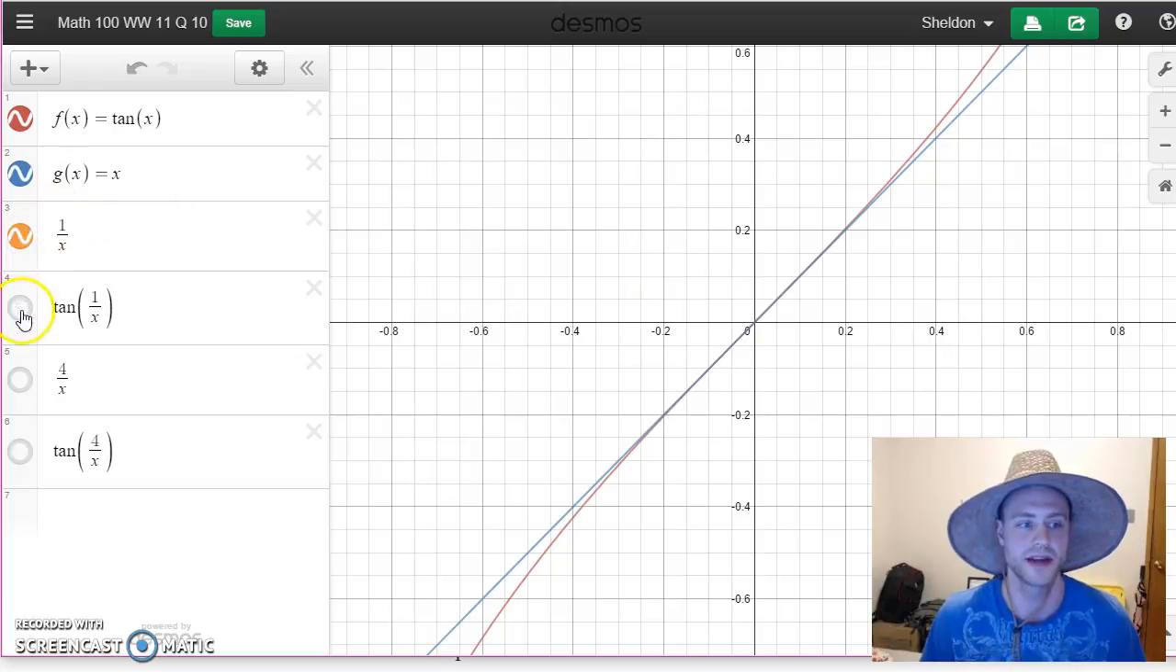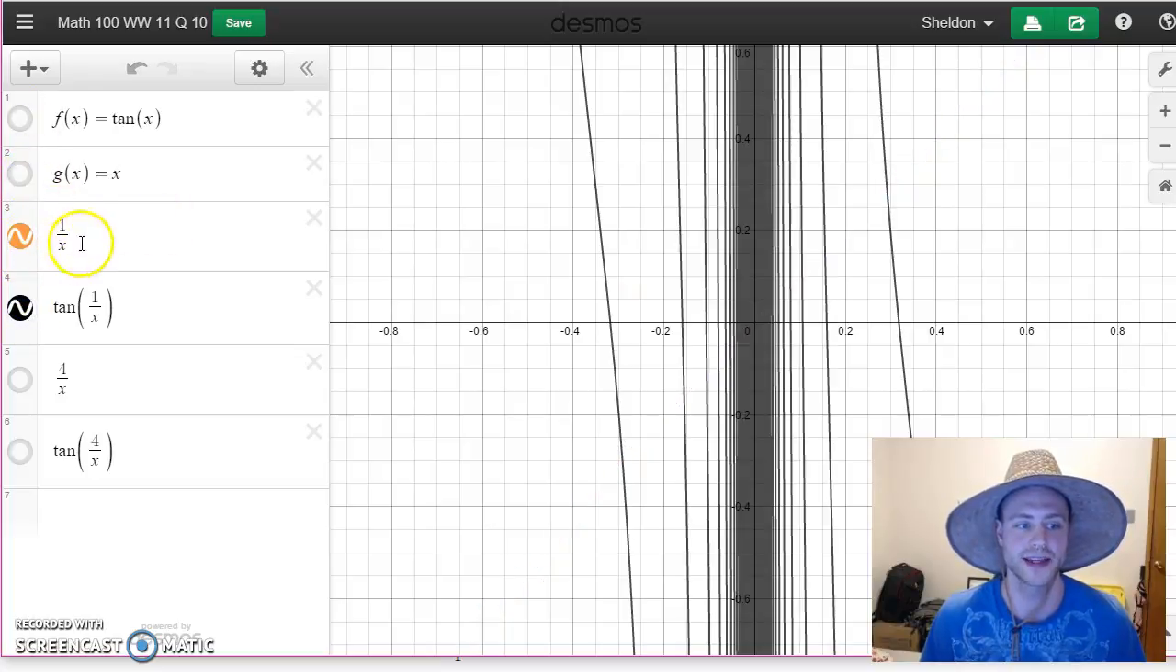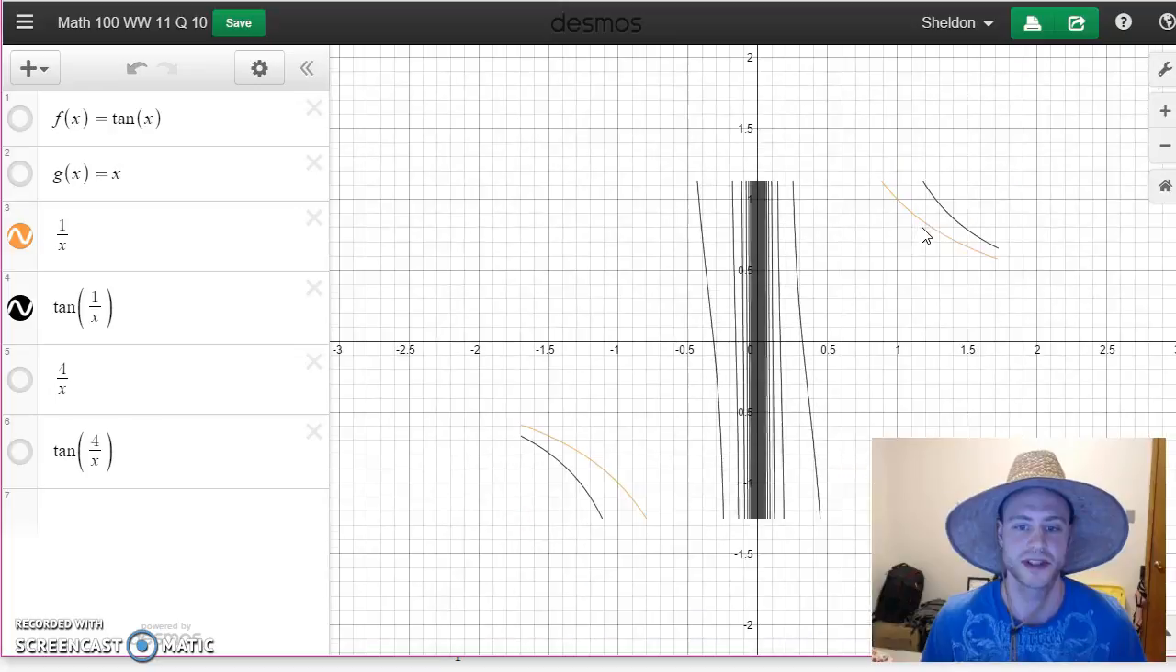That must mean that 1 over x is equal to tan of 1 over x as x goes to infinity. Because as x goes to infinity, this one goes to 0, and as x goes to infinity, this one goes to 0. But that's what we just said: tan of 0 is equal to 0. Let's check. Let's zoom out and see what happens.